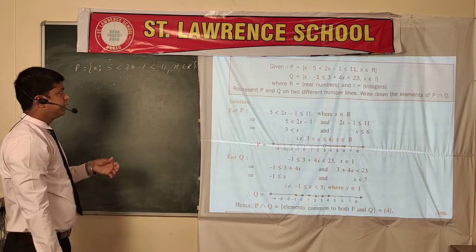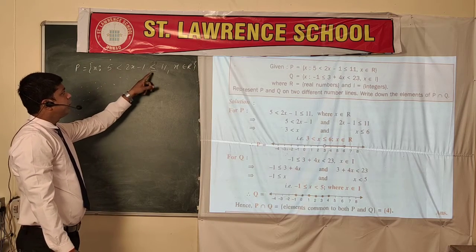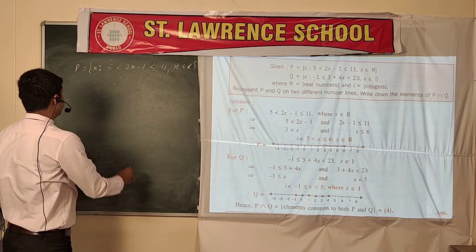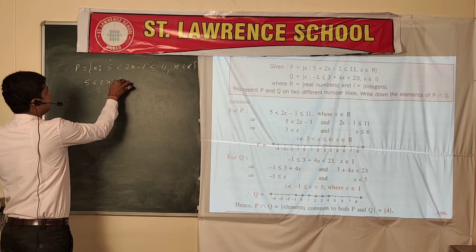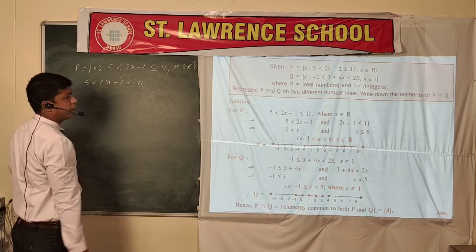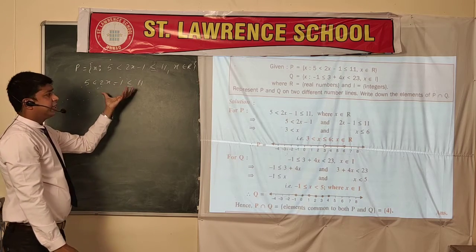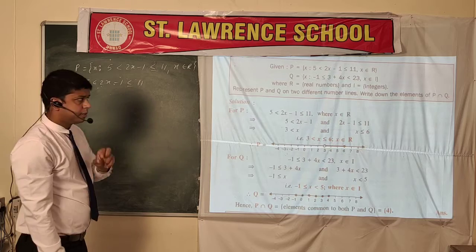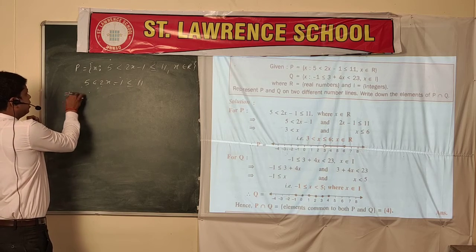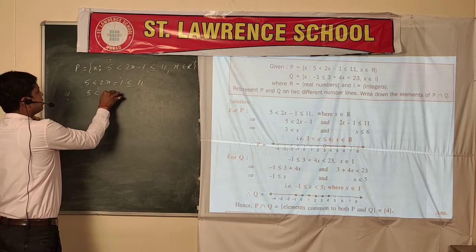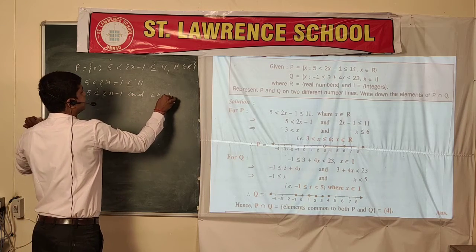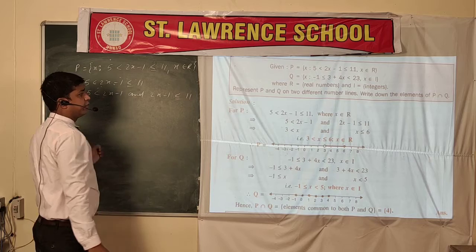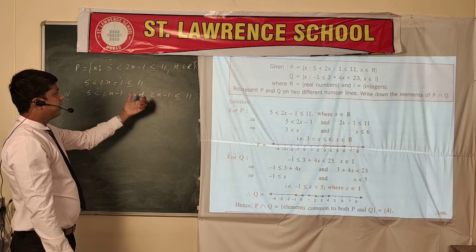When you get a double inequality sign, how to solve? Write your inequation here: 5 is less than 2x minus 1 less than or equal to 11. Now this inequation can be written in two parts. I am writing this inequation in two parts: 5 is less than 2x minus 1, and 2x minus 1 less than or equal to 11. Now the inequation has been written in two parts.